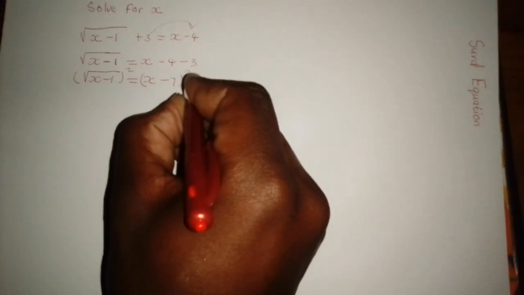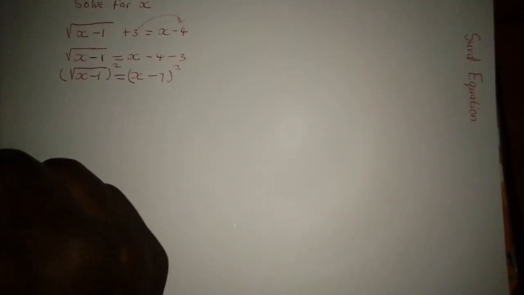Then the second step is to square both sides. Why do we square both sides? To get rid of the square root, so that we'll be left with x minus 1. Right? Then let's square now. We'll square both sides to get rid of the square root. What you do on the left hand side shall be done on the right hand side. So the square root and the square cancel each other. Then here we are left with x minus 1.